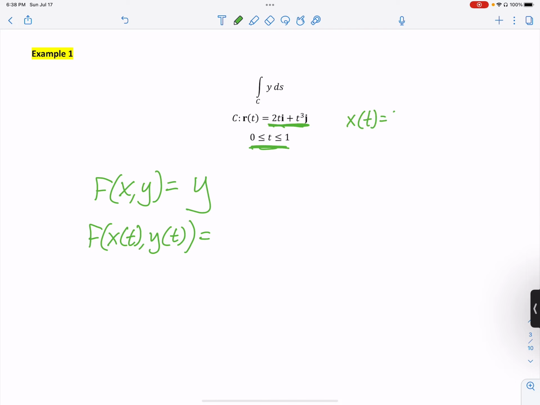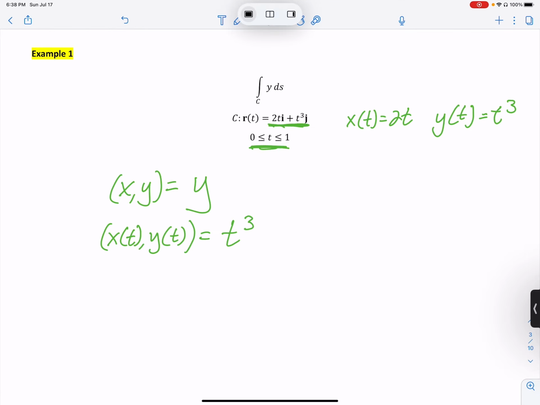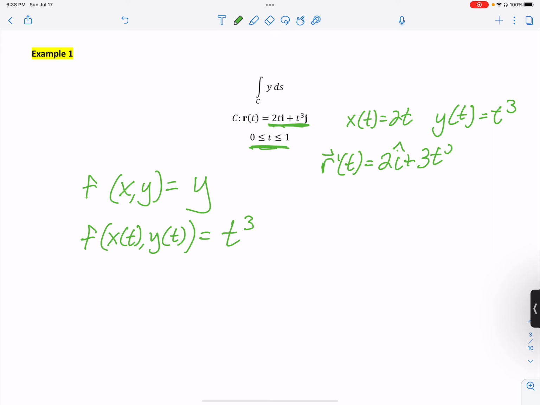X of t equals 2t. Y of t equals t cubed. Right? I grabbed it. That's my x and my y. So I can just replace, okay, y is t cubed, so the f function, or lowercase f, I guess, in this case. We're going to use an uppercase F here later in this section. So f of that and f of that. All right, and then I also need r prime. That's going to be 2i plus 3t squared j. And then I'm going to need its magnitude.